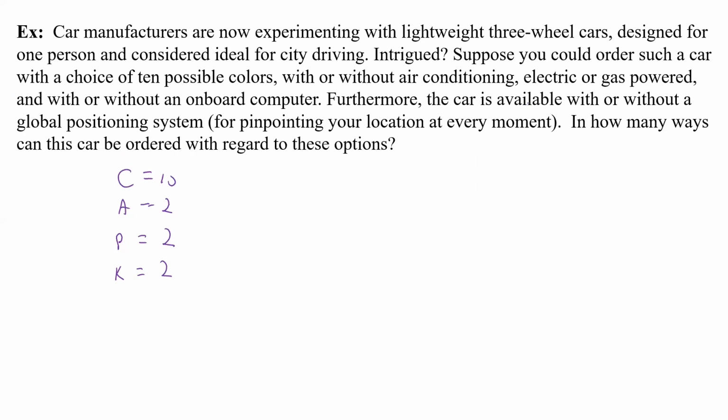Now, furthermore, the car is available with or without a global positioning system to pinpoint your location at every moment. Let's call that G for GPS, and so there are two possible ways with that. Now, how many ways can this car be ordered with regard to these options? So basically, we're going to take C times A times P times K times G. That's going to be 10 times 2 times 2 times 2 times 2. Well, 2 times 2 is 4, 4 times 4 is 16, and 16 times 10 gives us 160 ways that we can actually do this.